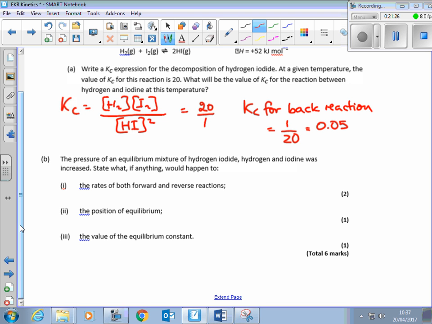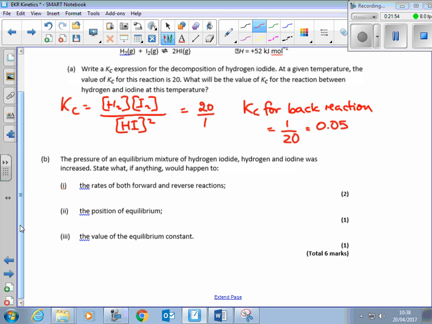Okay, part B of this one. The pressure of an equilibrium mixture of hydrogen iodide, hydrogen and iodine was increased. We shouldn't have too many problems with this. State what, if anything, would happen to. Interesting. Oh, well, there's 2 marks for the, yeah. It's a bit obvious, actually. What would happen to the rates of both forward and reverse reactions?